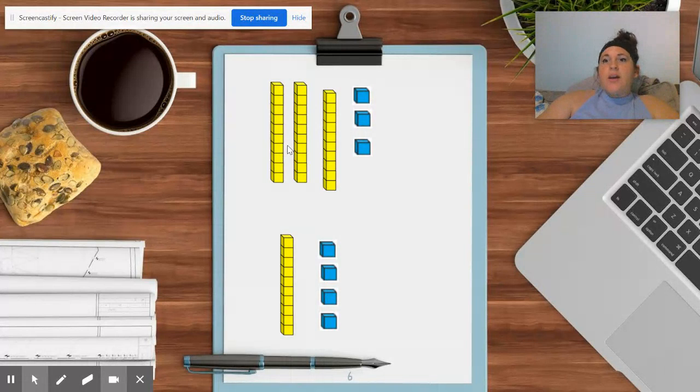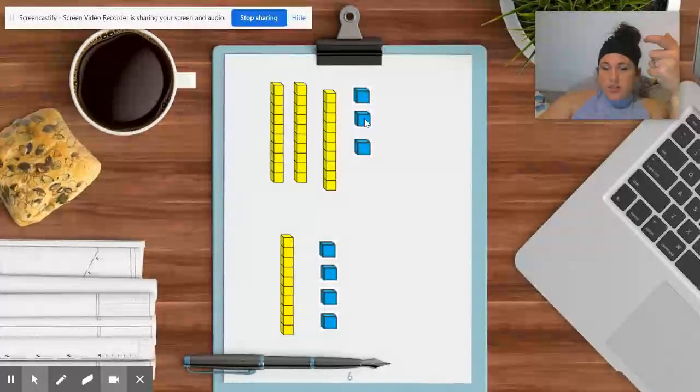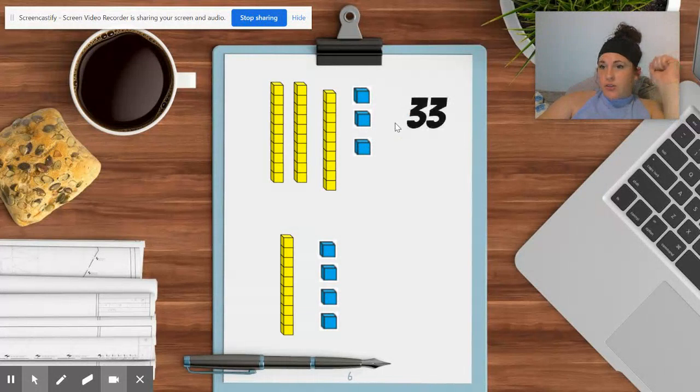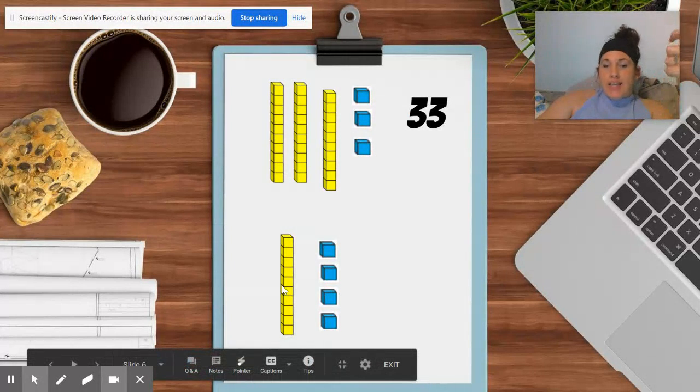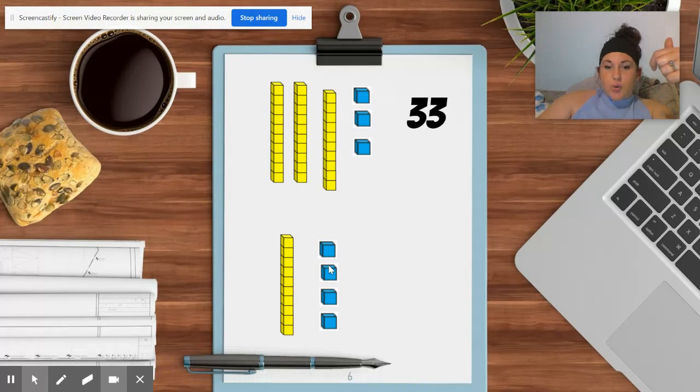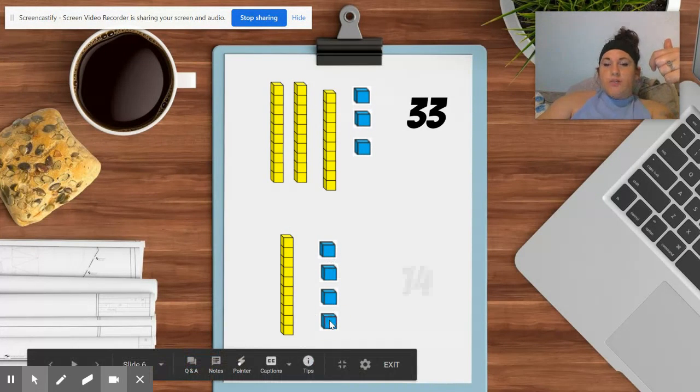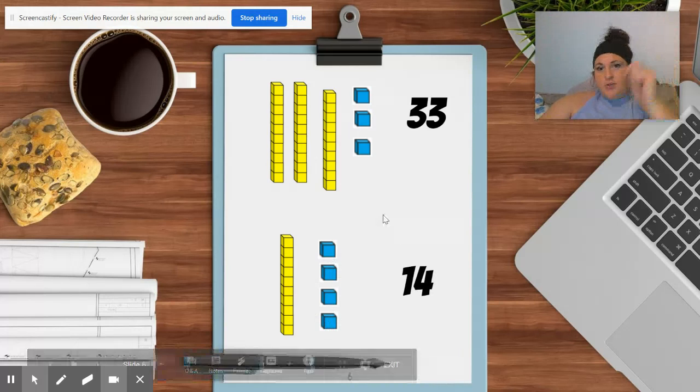Count with me. 10, 20, 30, flip the switch, 31, 32, 33. Flip that switch when we start to count those ones. That number is 33. See what this one is. 10, flip that switch, 11, 12, 13, 14. Now we need to add those two together.